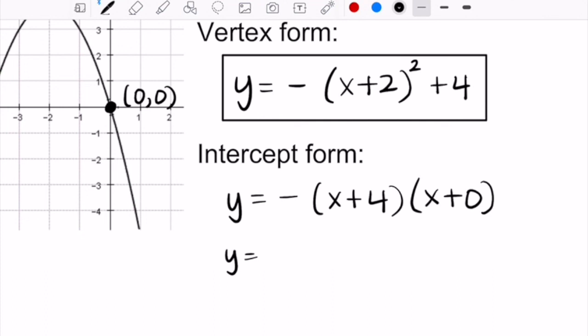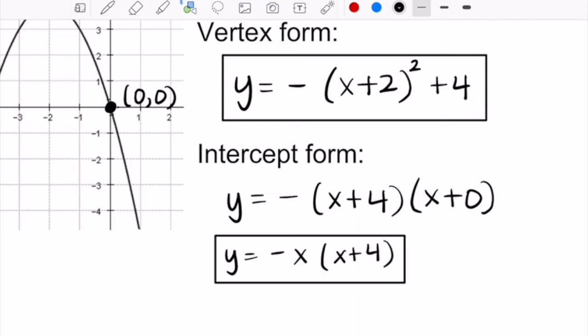And so the way that you would most commonly see this answer written is the negative would still go out front, the x would go out front, you drop the plus 0 part, and then the x plus 4 would go second. And so written in intercept form, this one's going to be y equals negative x times (x plus 4).